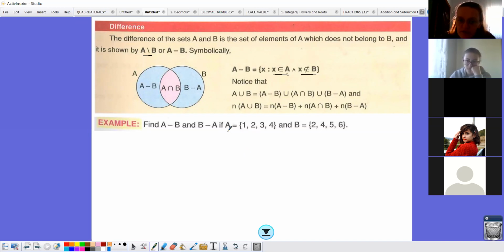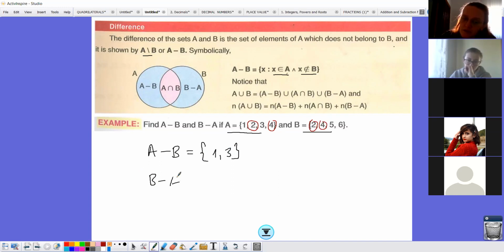For example, here we have the set A and the set B. What will be A difference B? Which ones are the common ones? 2 and 4. Because 2 and 4 are also in B, we write here only 1 and 3. So A difference B will be only 1 and 3. But B difference A will be 5 and 6. Because they are in common, we are taking out the common elements.